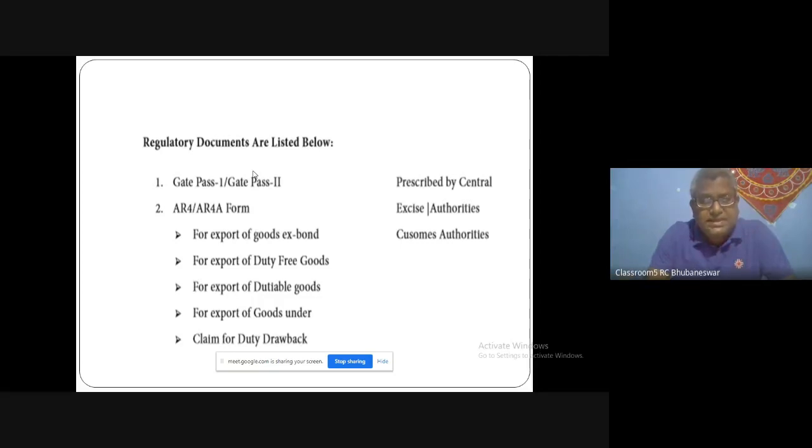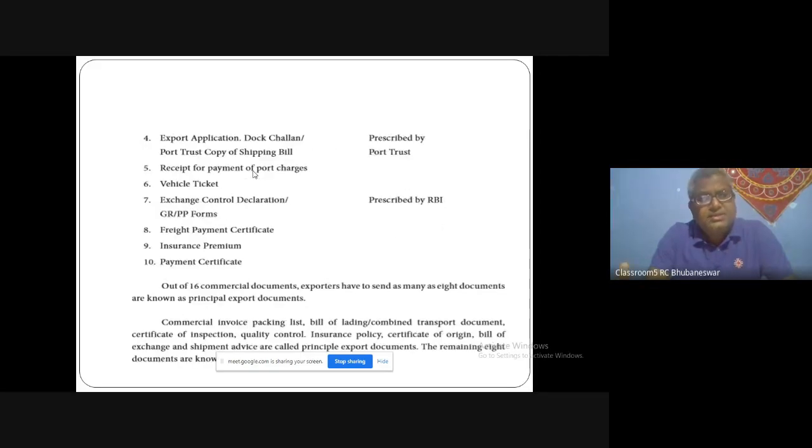If you go through my second slide, it shows some documents you might call regulatory documents. Number one is gate pass 1 and gate pass 2. The second one is the AR4 and AR4A forms, which are related to central excise authorities or customs authorities. Another one, the fourth document, is the export application or document challan, or port trust copy of the shipping bill, which is also prescribed by the port trust, or receipt for payment of port charges, vehicle ticket, GR/PP form, freight payment, insurance premium. There are 10 documents.